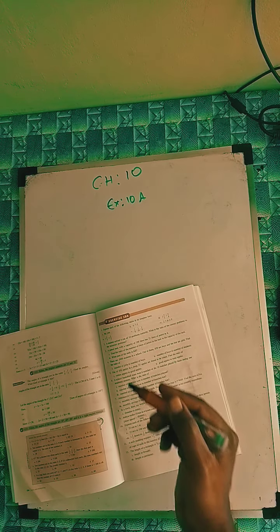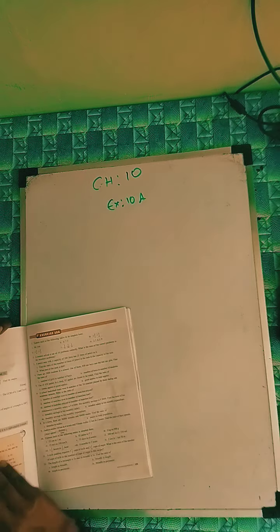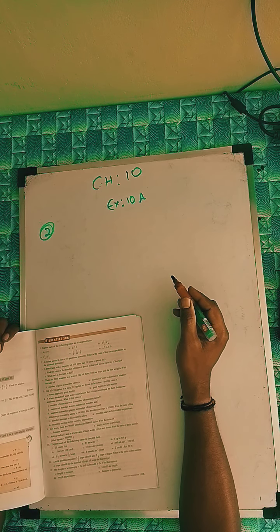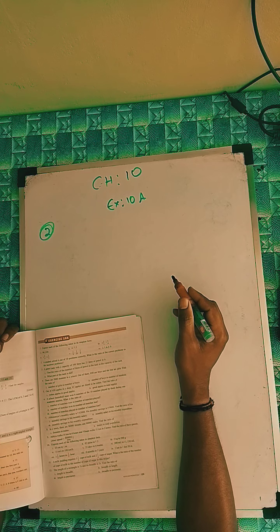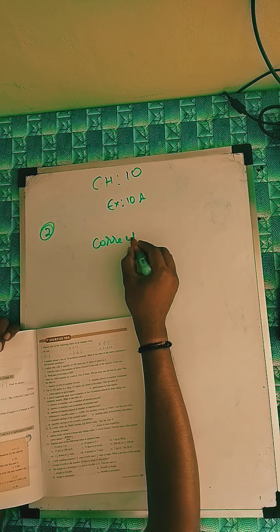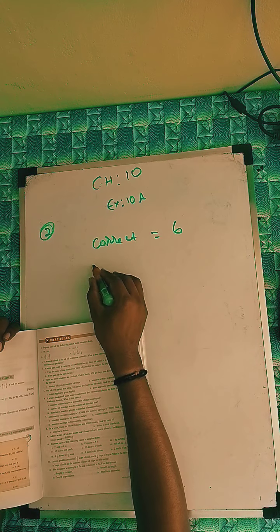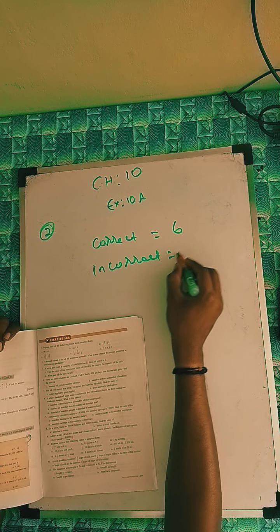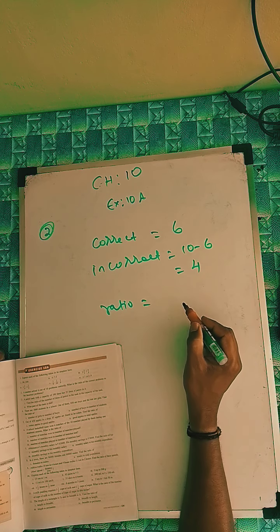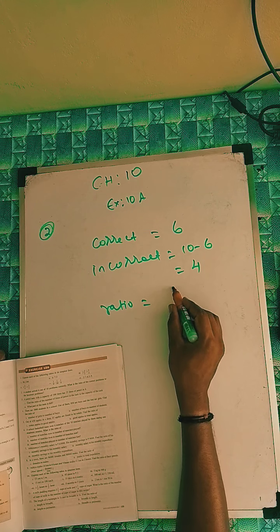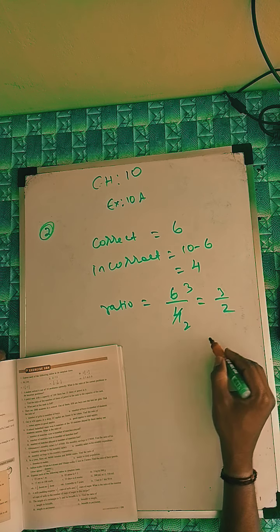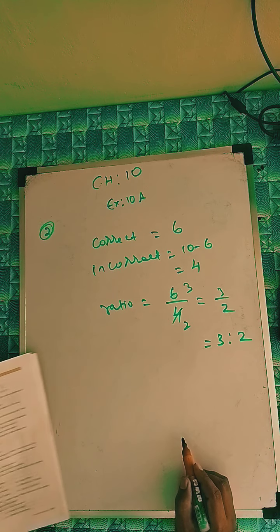Next, question number 2. A student solved 6 out of 10 problems correctly. What is the ratio of the correct problems to the incorrect ones? Out of 10, 6 is correct. So the correct one is 6, and the incorrect one, 10 minus 6 is 4. So the ratio of the correct problems to the incorrect ones: correct is 6 and incorrect is 4. If you cut this, 2 2s are, 3 2s are. So 3 by 2. The answer is 3 is to 2.